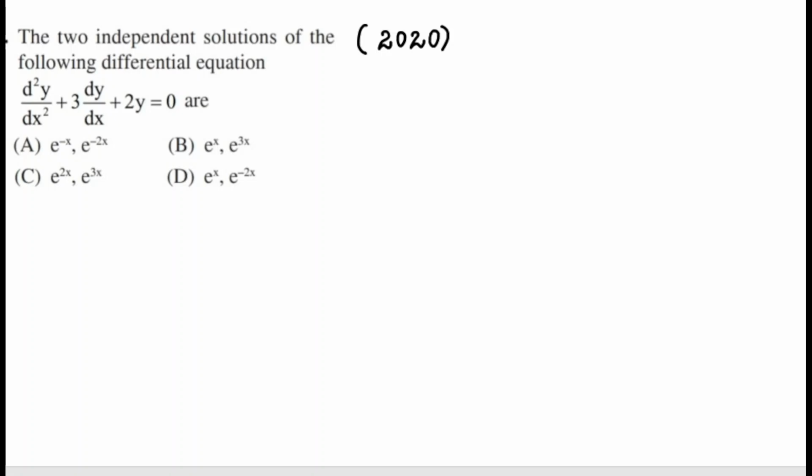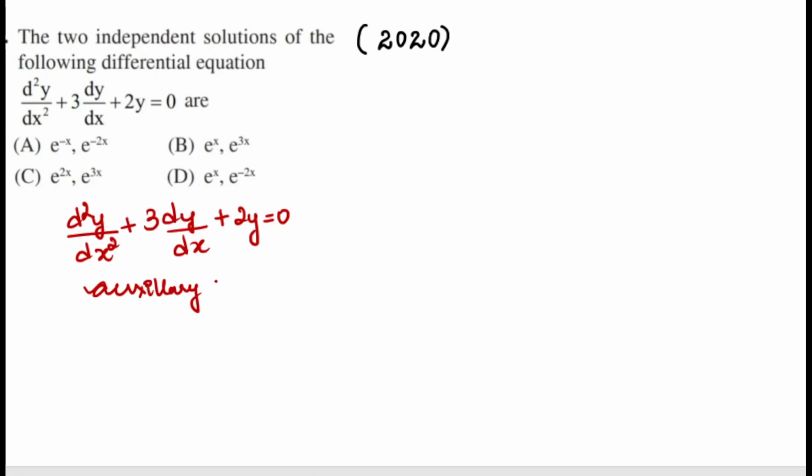The next question here is the two independent solutions of the following differential equation. This is the same which was asked in 2015, I guess, a similar question. Now I'm going to rewrite the equation, that is d square y by dx square plus 3 times dy by dx plus 2 times y, which is equal to 0. Writing the auxiliary equation, I'm getting m square plus 3 times m plus 2, which is equal to 0.